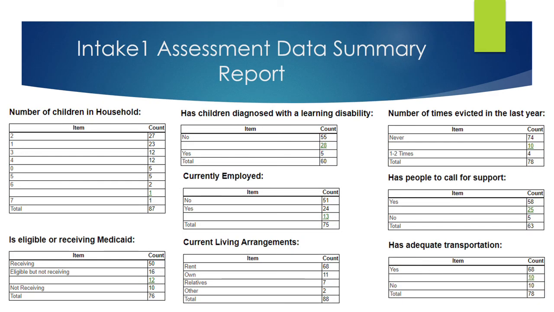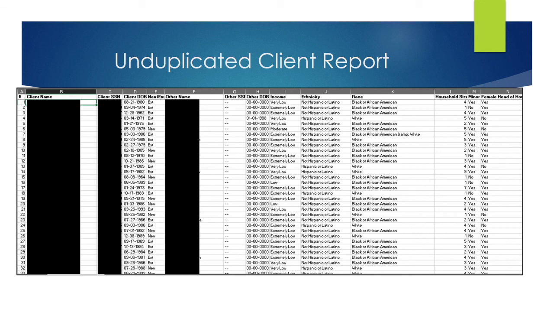The Intake1 assessment data summary report takes all the data from the Intake1 assessments and reports them in table form with counts. This provides a way to have an understanding of client conditions and well-being. The unduplicated client report provides an unduplicated list of clients that were served during a specific period of time for a specific program. In addition to the client names, select demographic information is also included.